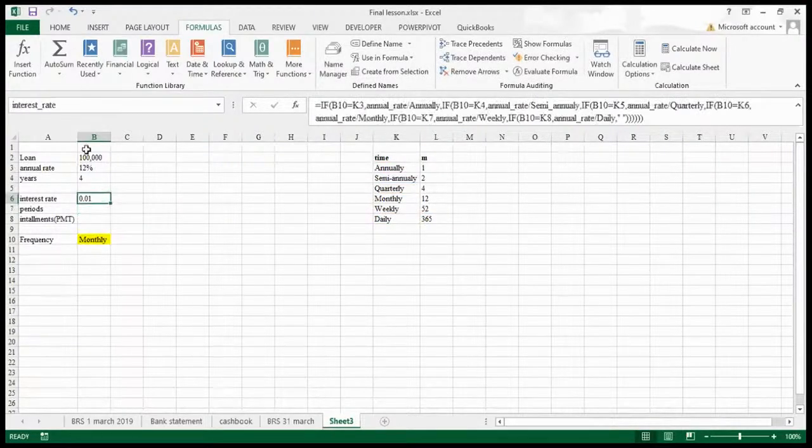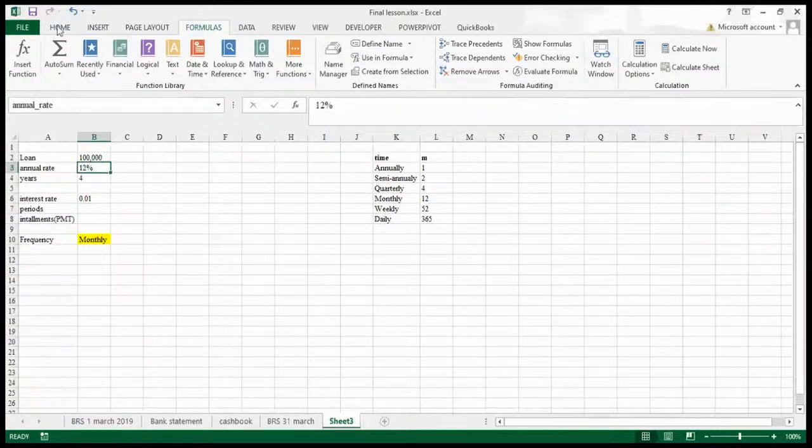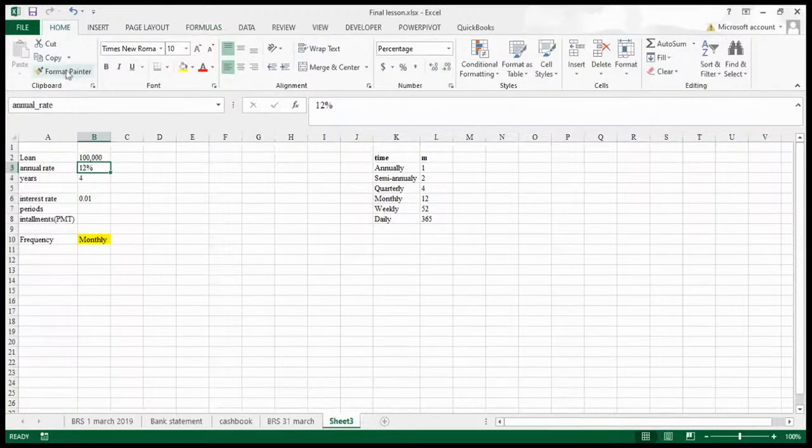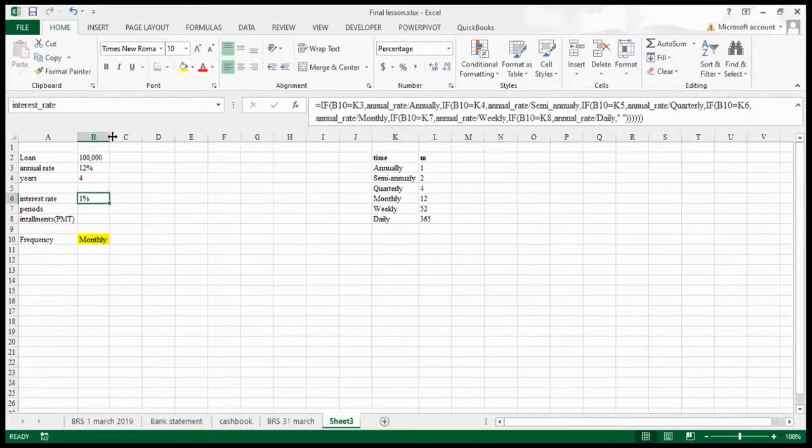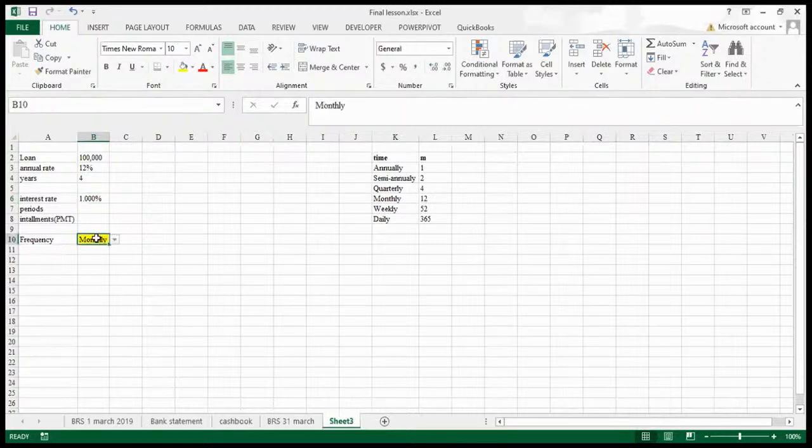So I can decide to make this format the same as what I have here, then just make it maybe 4 decimal places. Yes, something of that kind. So when you pick it on monthly basis and the annual interest rate is 12, it will be 1. That is 12 divided by 12.